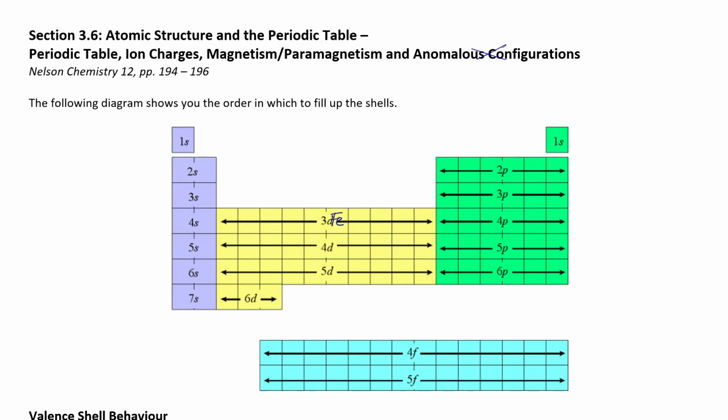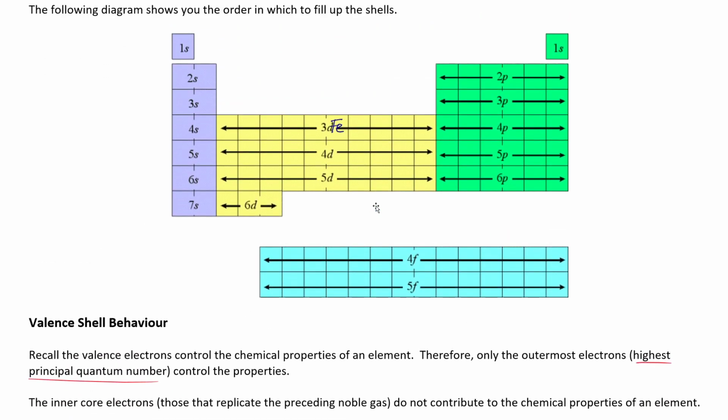I will go 1s2, 2s2, 2p6, 3s2, 3p6, 4s2, 3d, 1, 2, 3, 4, 5, 6, and that's where I stop. So the electron configuration, again, we've used this periodic table, the S blocks and the P blocks, to help us figure that out.